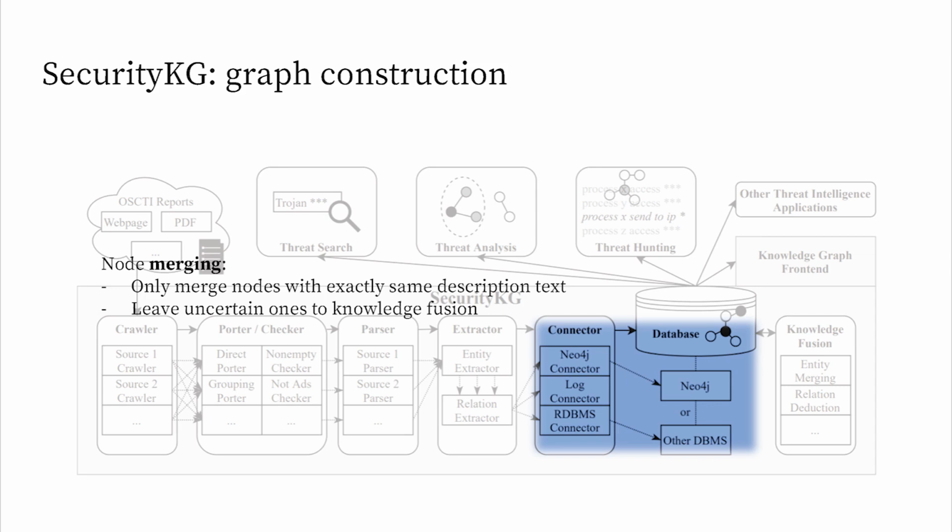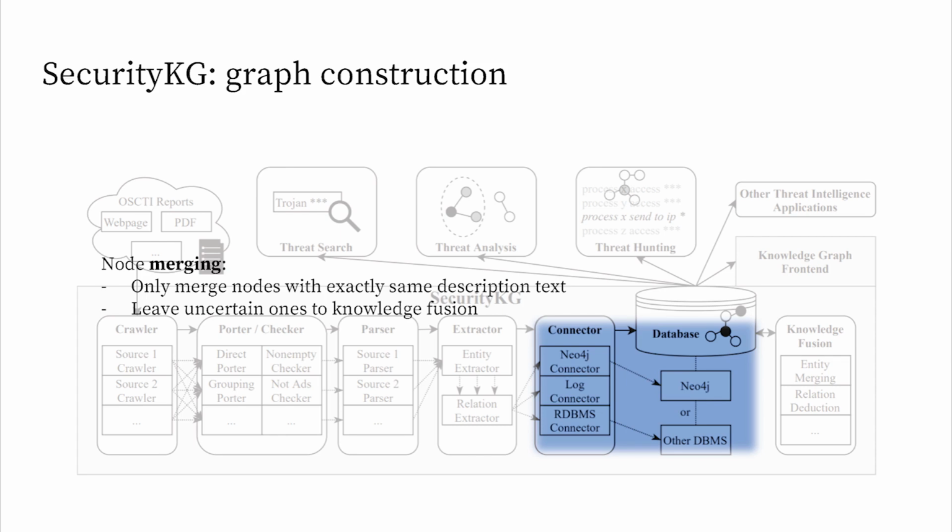Since we store the knowledge extracted from a large number of reports in the same knowledge graph, one potential problem is that the nodes constructed from different reports may refer to the same entity. We made the design choice that, in this step, we only merge nodes with exactly the same description text. It is possible that nodes with similar description texts actually refer to the same entity. For those nodes, we merge them in a separate knowledge fusion stage by creating a new node with unified attributes and migrating all relation edges.